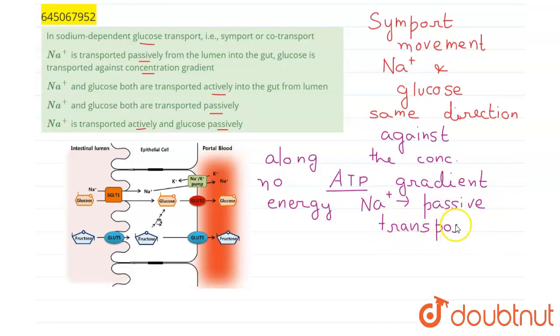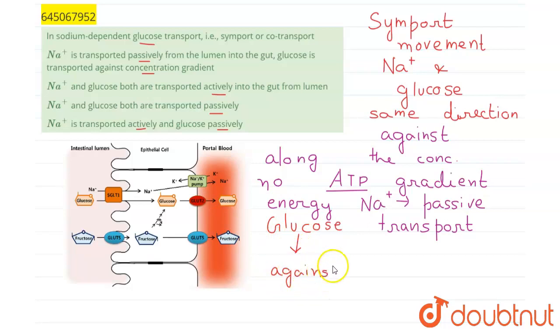On the other hand, if we see this glucose transport from lumen into the gut, it is mediated or controlled by the sodium. So glucose here moves against the concentration gradient. So there is need of ATPase enzyme because glucose moves into the gut, and here energy is needed because this glucose is going against the concentration gradient.